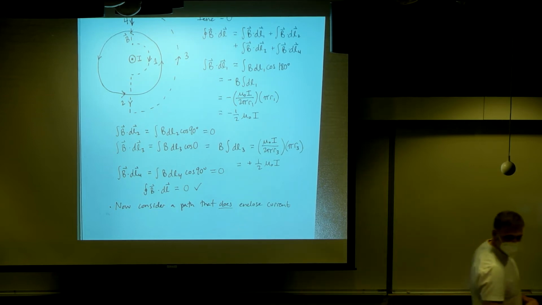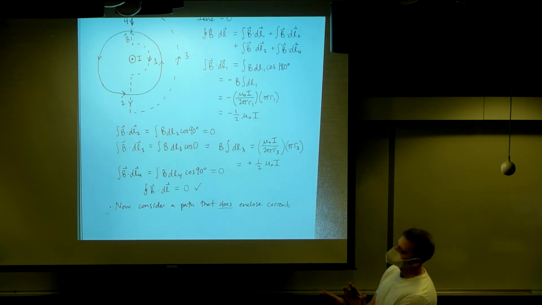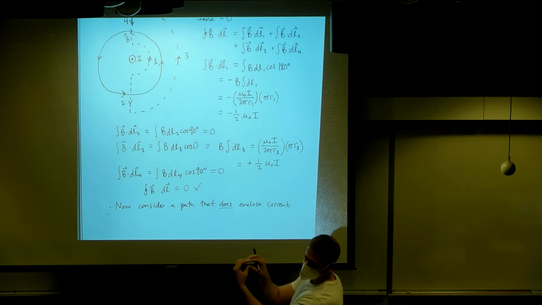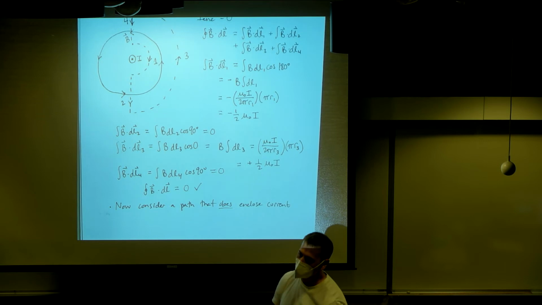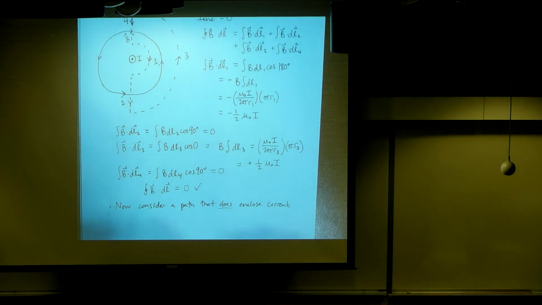What if you join 4 and 2? Like, what if it went right on top of it? Depending on if the current is, let's say, in a wire, then you might be splitting the wire in half and you can enclose half of it. But let's enclose the whole thing.